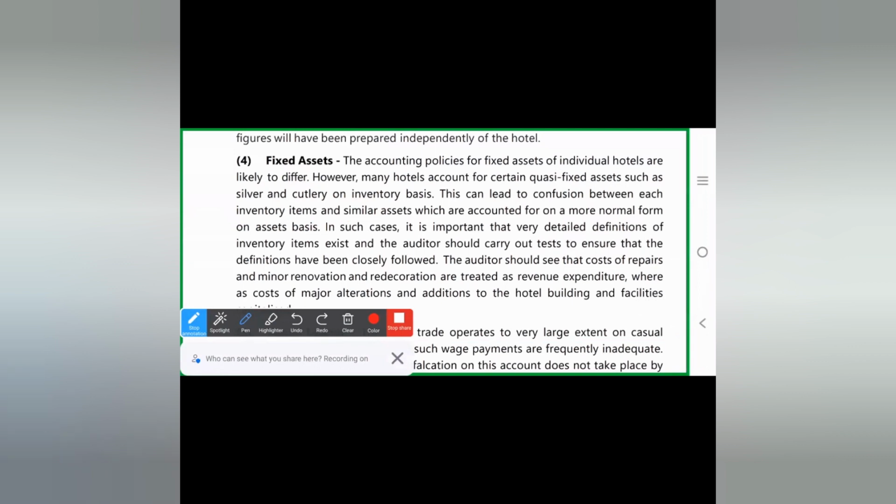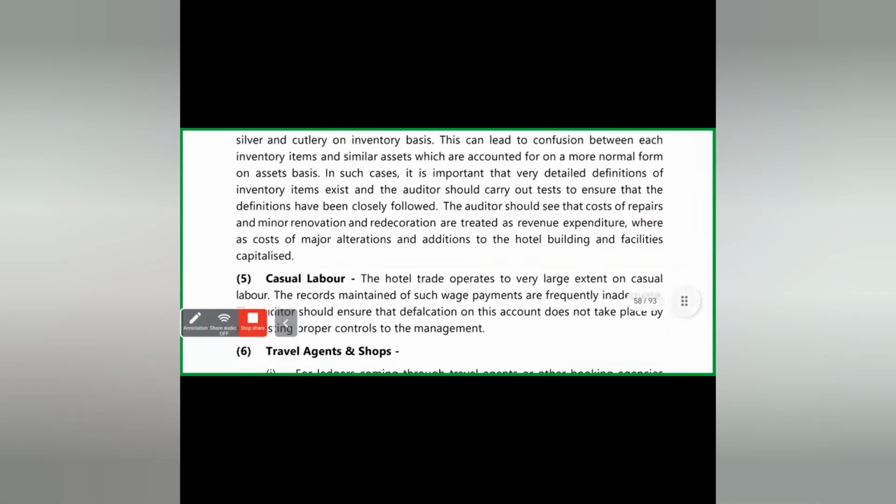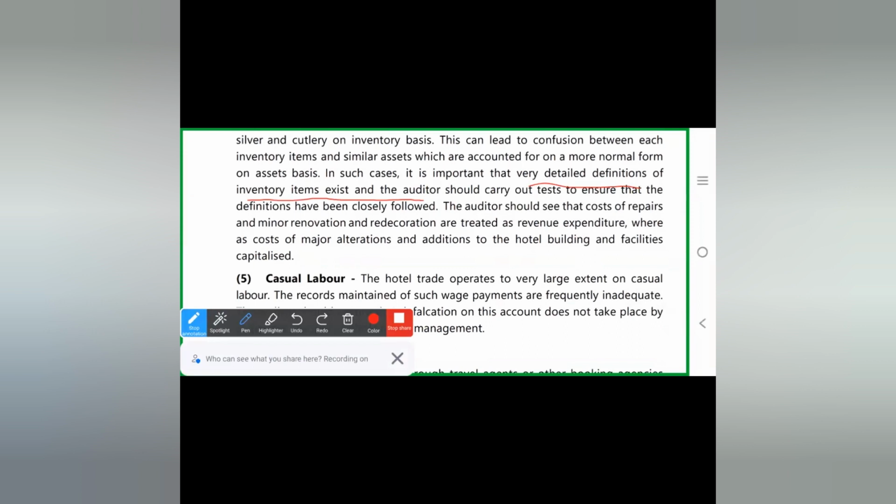In case of fixed assets, the accounting policies for fixed assets of individual hotels are likely to differ. However, many hotels account for certain quasi-fixed assets such as silver and cutlery on an inventory basis. This can lead to confusion between such inventory items and similar assets which are accounted for in one or more normal forms on an asset basis. So it is very important that a very detailed definition of an inventory item exists, and the auditor should carry out tests to ensure that the cost of repairs, minor renovation, and redecoration are treated as revenue expenditure, whereas major alterations and additions should be capitalized.